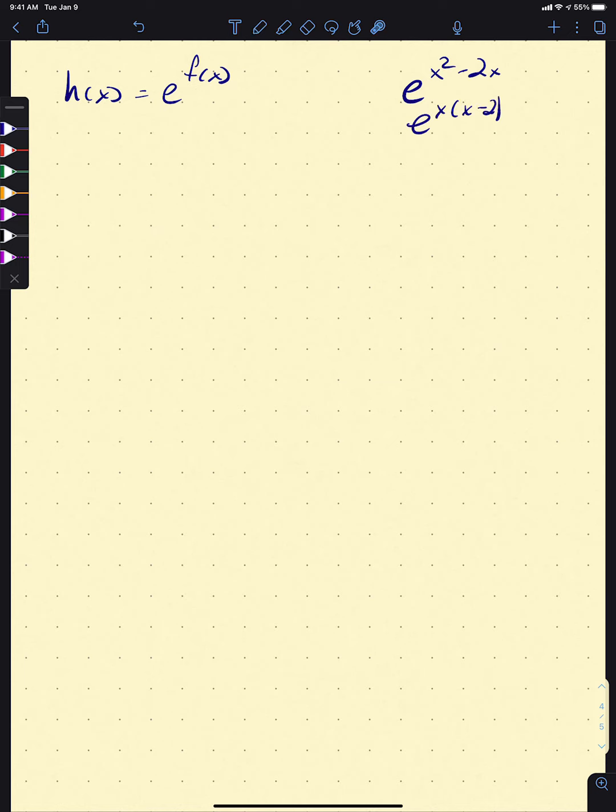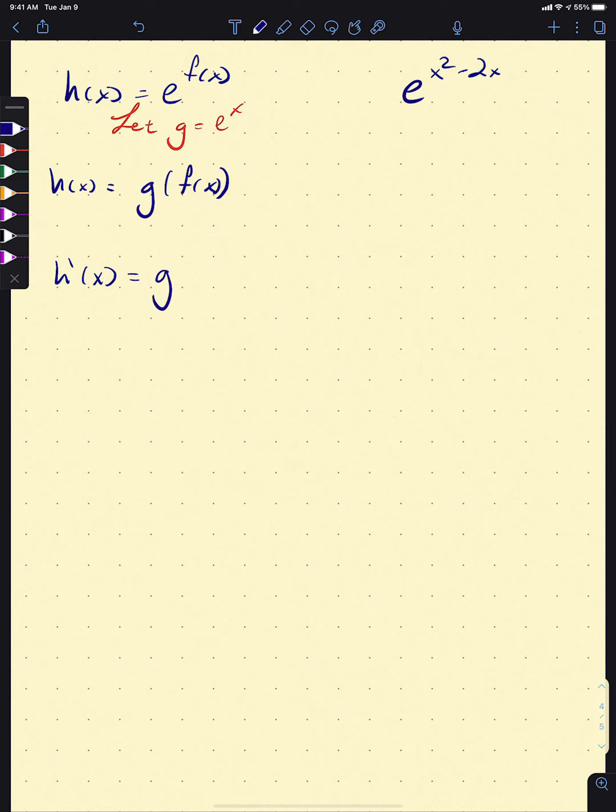What if we let, say, g equal e to the x? Then h of x is equal to g of f of x, f composed into g. But we know how to find our derivative here. This is going to be g prime of f of x times f prime of x. But then we know g of x, and f of x is just some function.